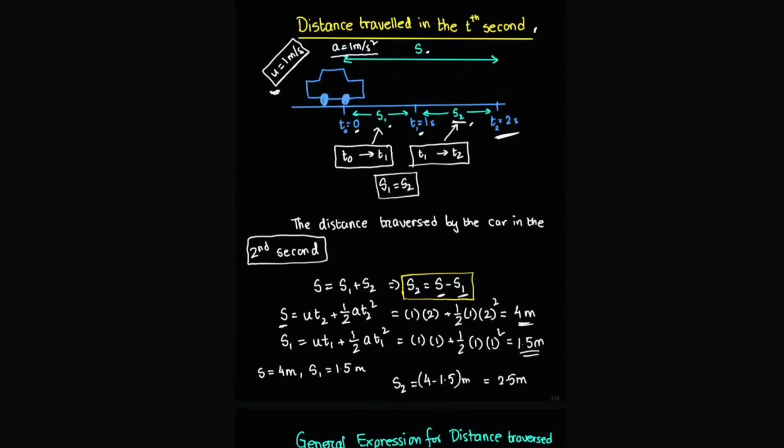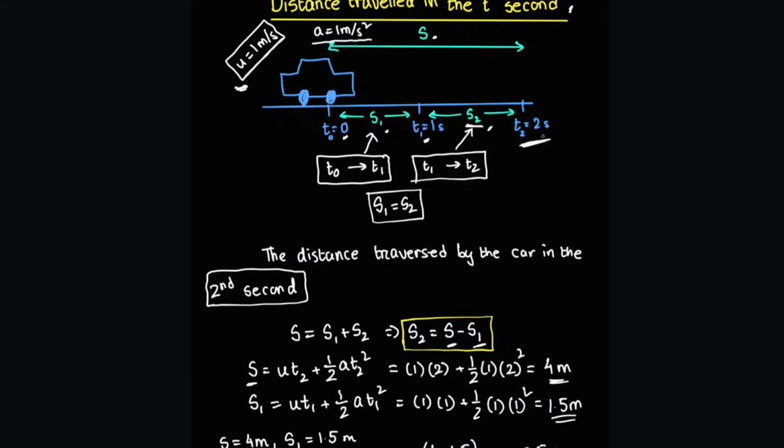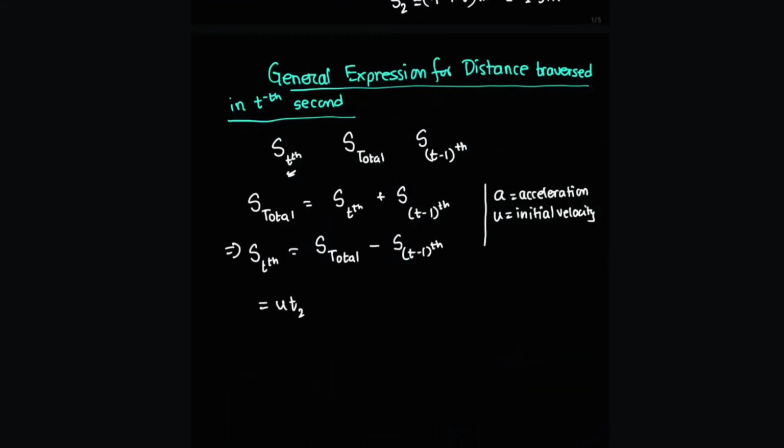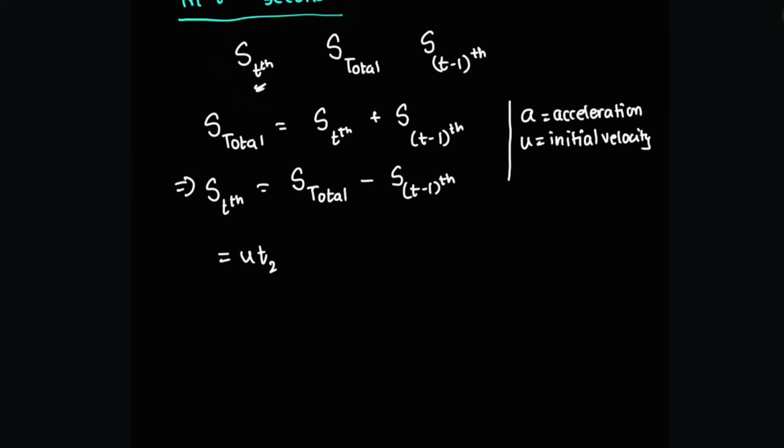Let's go back to this equation. Here t is 2 seconds, but of course we don't put in 2 over here. We say that it is u times t, because the entire time is t, where we want to calculate the total displacement made, plus half times a times t squared.